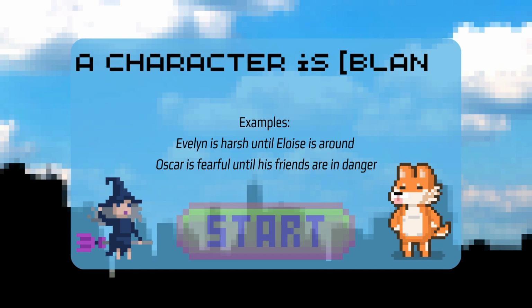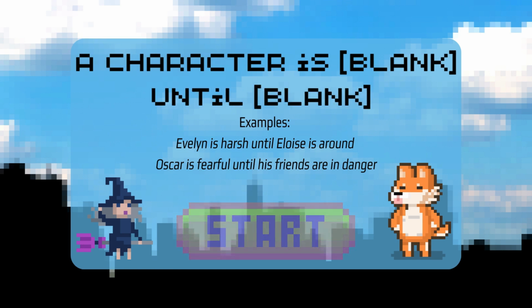For example, in my story, The Badlands, Evelyn is harsh until Eloise is around, or Oscar is scared until his friends are in danger. So you can kind of understand why those things might be relevant. For Evelyn, it's about their character and their arc, which that's fine if you didn't know. And for Oscar, it says what he cares about.